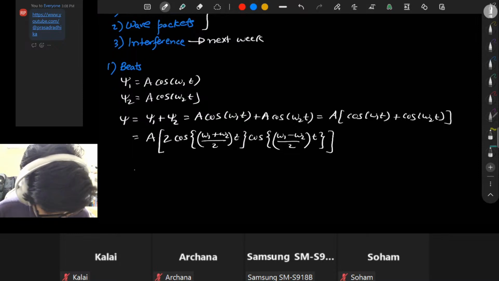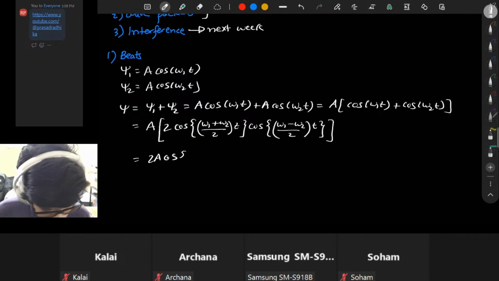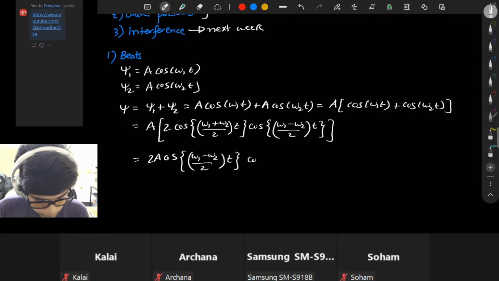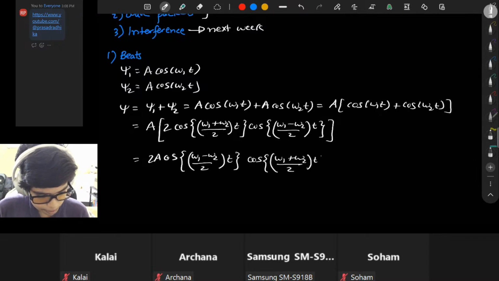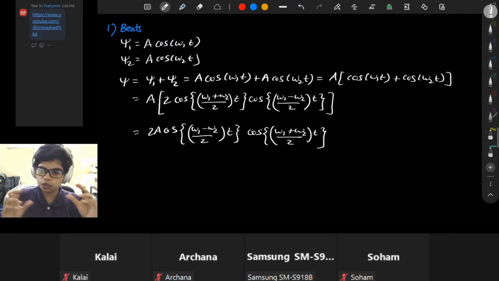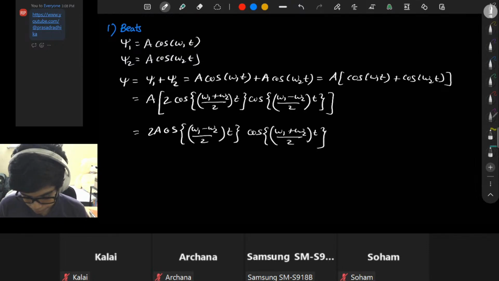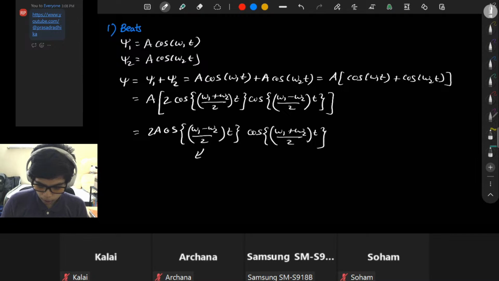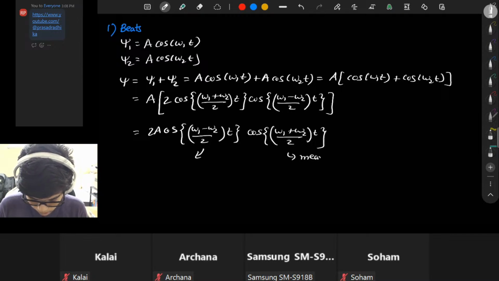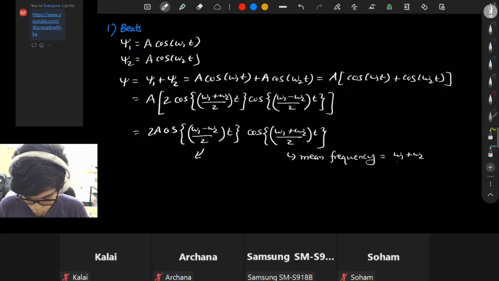Okay, and if I were to rewrite it, so this is 2a cos((omega 1 minus omega 2)/2 t) times cos((omega 1 plus omega 2)/2 t). And what you see is that you have these two cosine terms of two different frequencies. The first one is the difference frequency, and the second term is the sum, the average, the mean frequency, which is (omega 1 plus omega 2)/2.